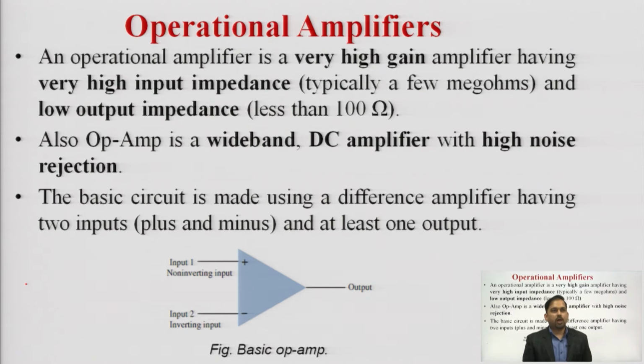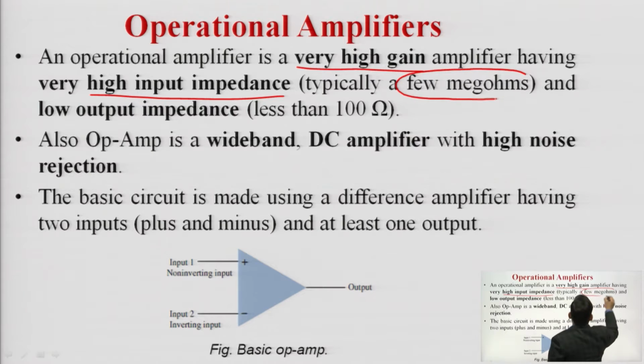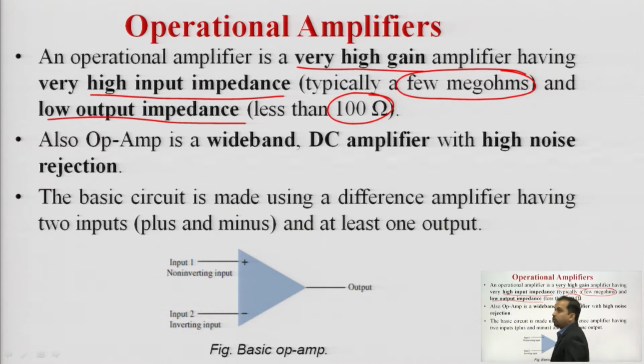An op-amp is a very high gain amplifier having a high input impedance, typically in mega ohms, and low output impedance, less than 100 ohms. So, this op-amp has three qualities. First quality is a very high gain. Second is the high input impedance which is required for a good amplification, and the low output impedance which is again a requirement for a good amplifier.